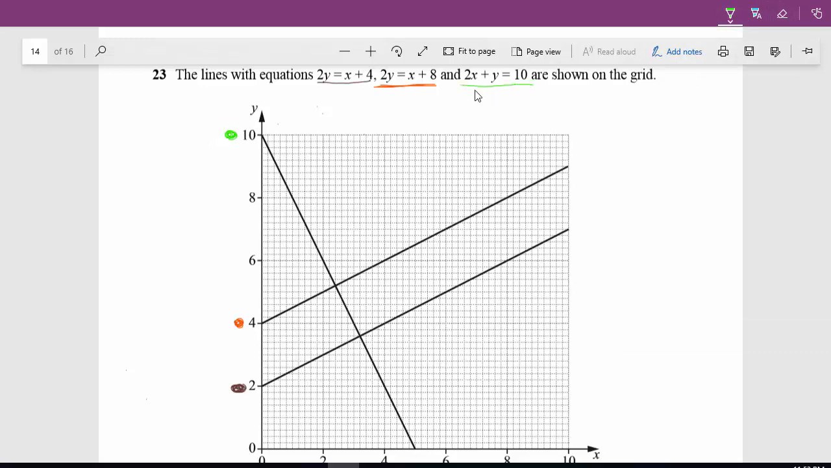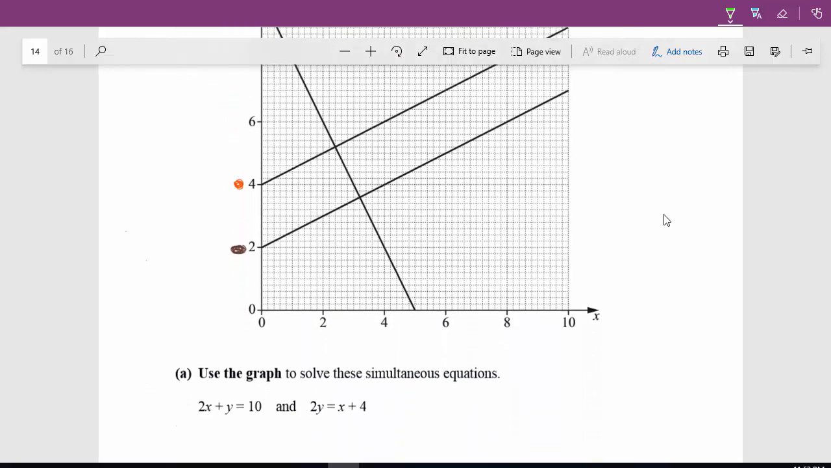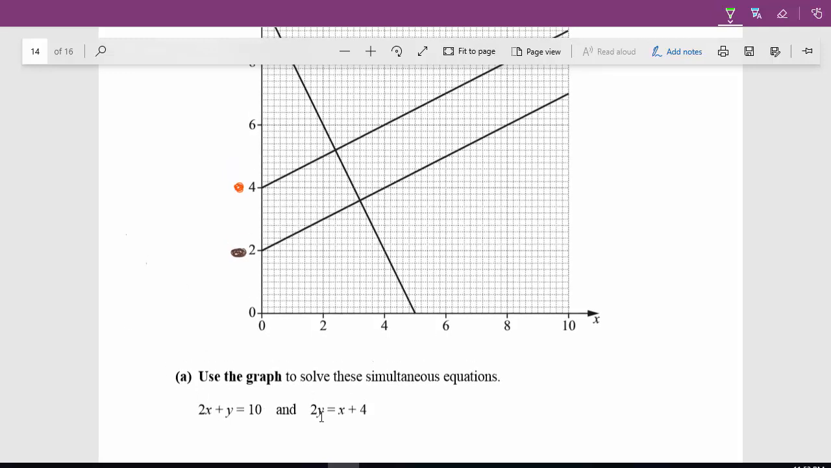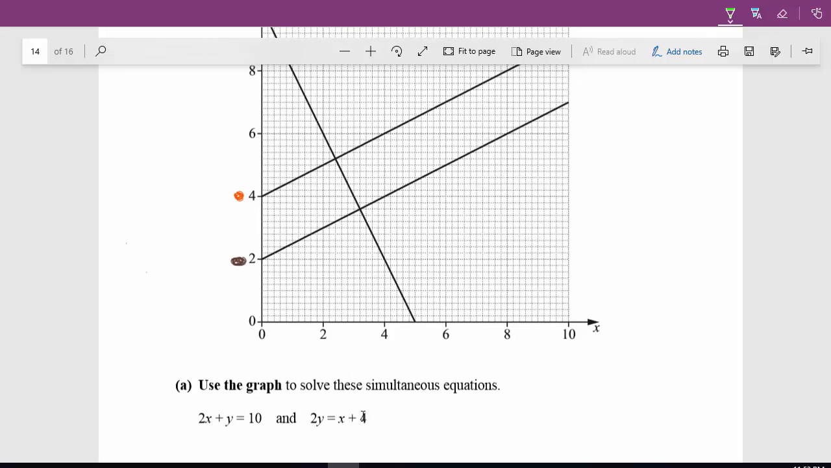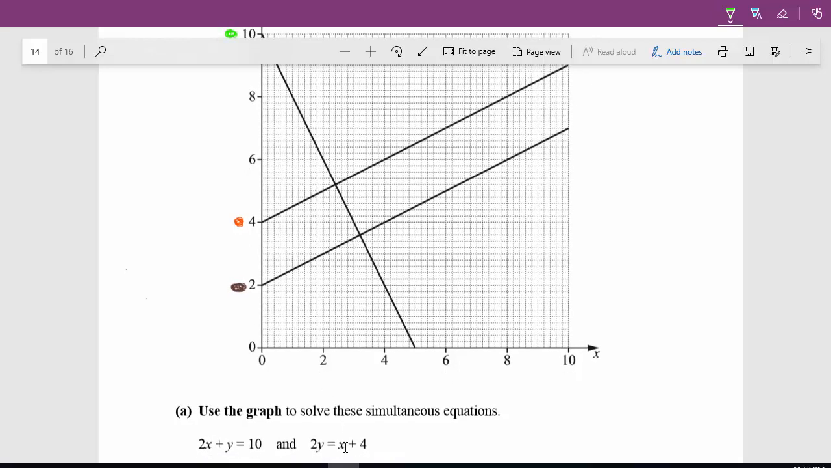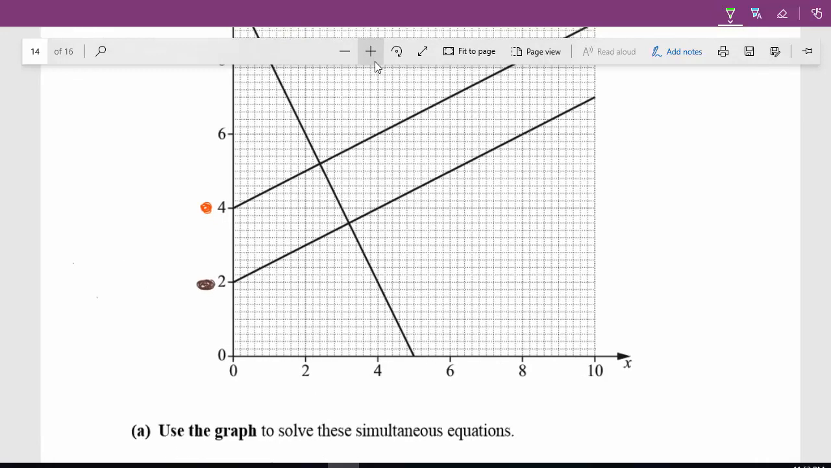This line belongs to this equation. Once we match the graphs to the equations, then solving any of these simultaneously will be an easy process. Now we have 2x plus y equals 10, 2y equals x plus 4. It means it's between these two, the line of the 10 and the line of the 2. Where they cross is the solution of the simultaneous equations.